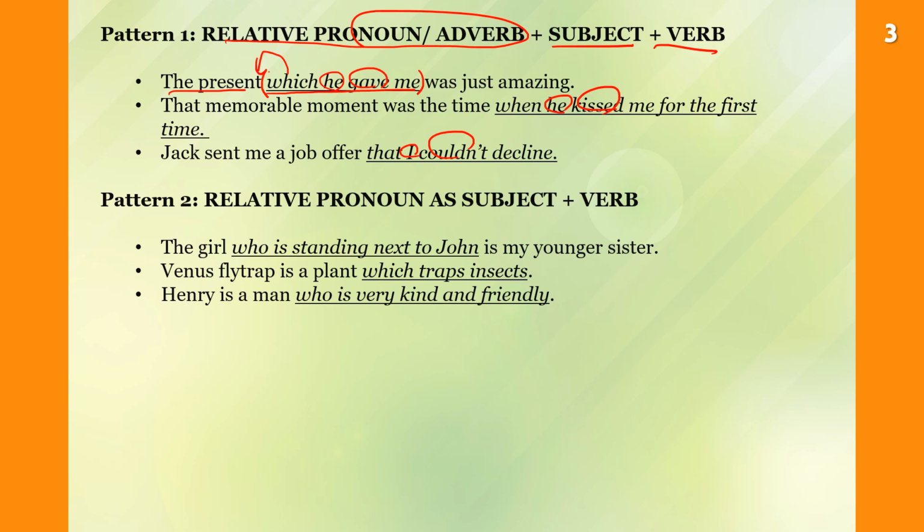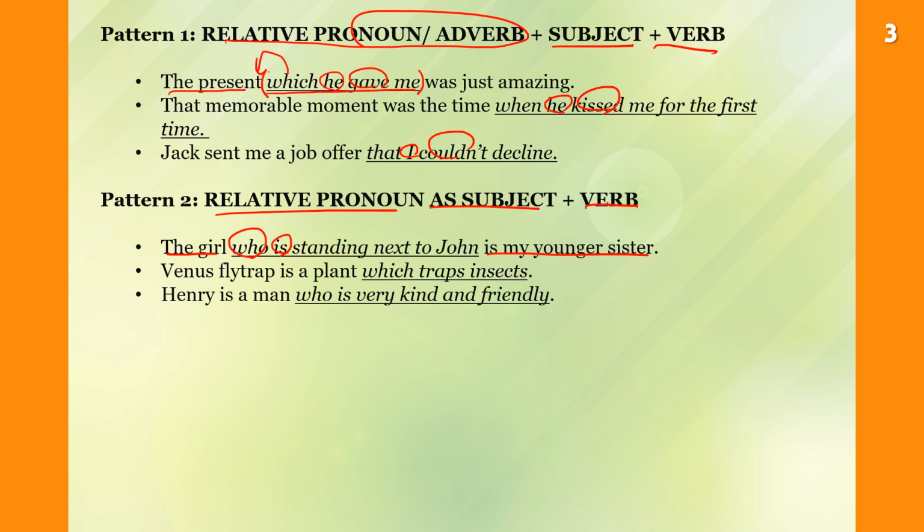Pattern 2. Relative pronoun as subject and verb. So relative pronoun itself is a subject here. The girl who is standing next to John is my younger sister. The girl is my younger sister, and then who is the subject, and this is the verb. Who is standing next to John is my younger sister.